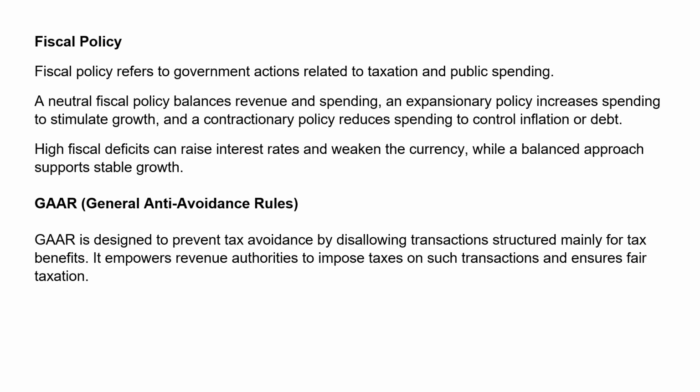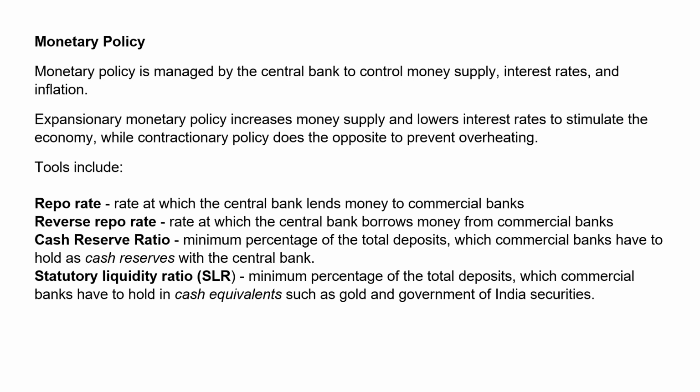Now let us understand GAAR, which is also called the General Anti-Avoidance Rule. Oftentimes you find that some companies try to avoid taxes by doing some transactions just in order to avoid taxes. So the government of India has empowered the revenue authorities to impose taxes on these transactions if they find that certain arrangements were used to avoid taxes. Okay, so that type of rule is called GAAR, the General Anti-Avoidance Rule.